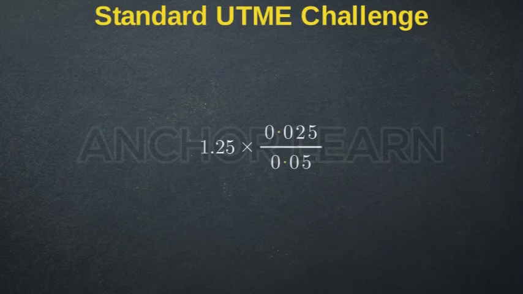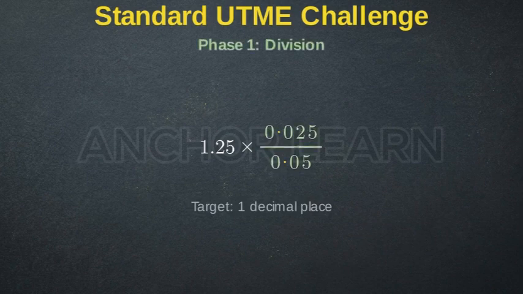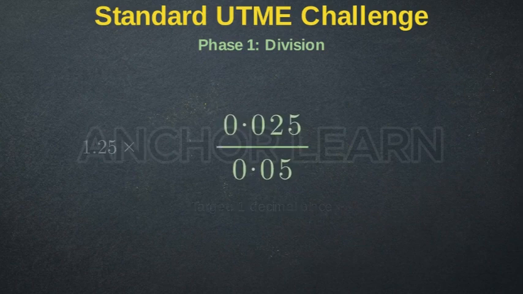We need to evaluate 1.25 times 0.025 divided by 0.05. Then express the result to one decimal place. We will use a 4-phase execution. Phase 1, isolate the division.